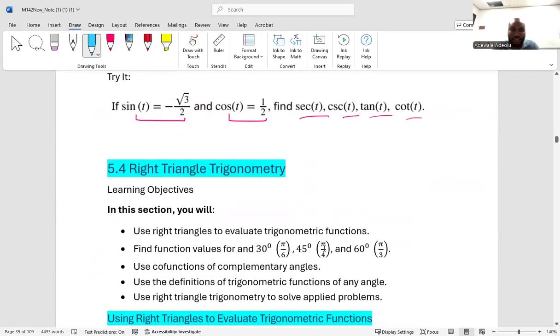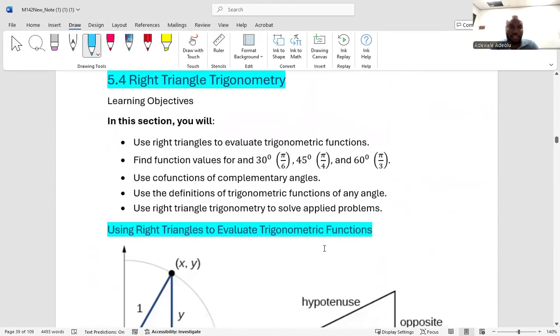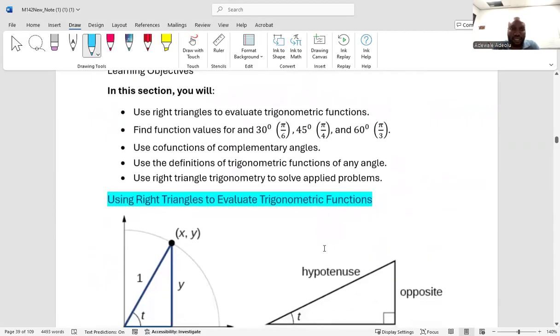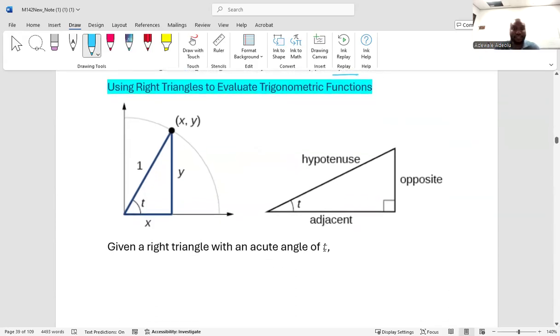So today I will be continuing this study by looking at right triangle trigonometry. Today we're quickly going to be looking at how to use right triangles to evaluate trig functions and also how to find function values for our special angles. We will look at the concept of cofunctions and the definitions of trig functions of any angle. We will also use right triangle trigonometry to solve applied problems.